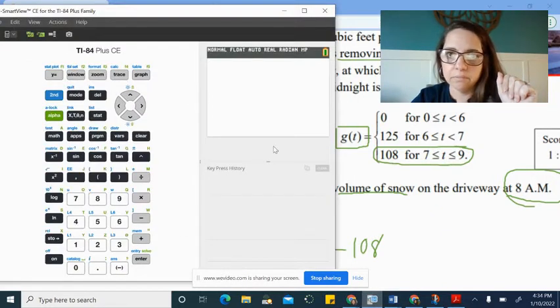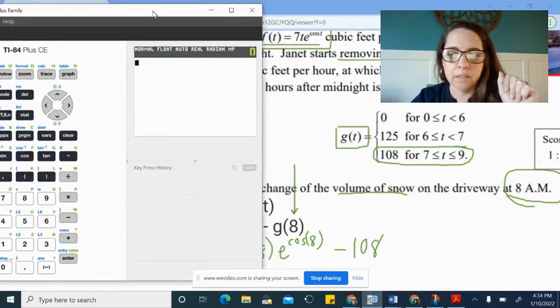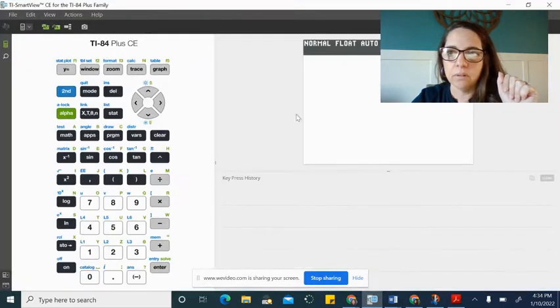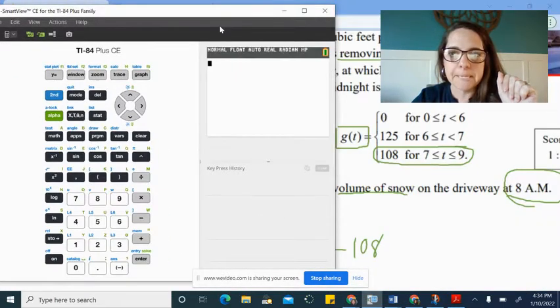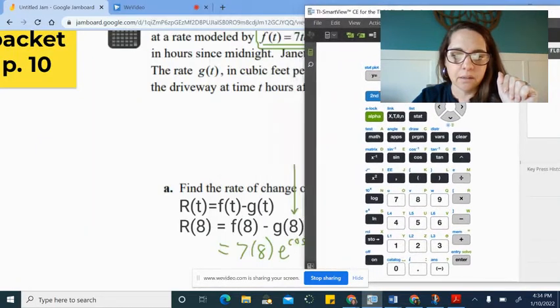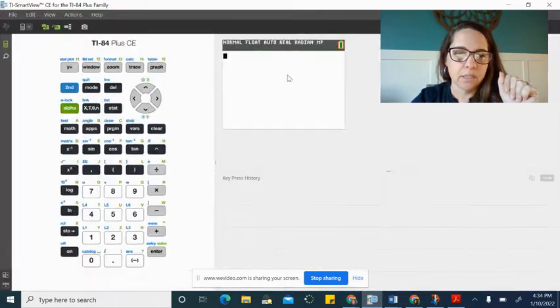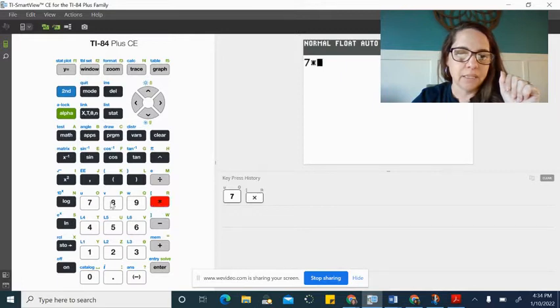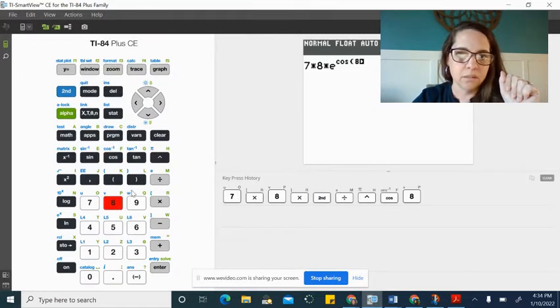Handy dandy calculator. So we're going to do next. So I've got to type that in. Ooh, made that too big. That's okay. Let's do it. 7 times 8 times e to the cosine of 8, minus 108. And then I've got to make sure I'm in the right mode.